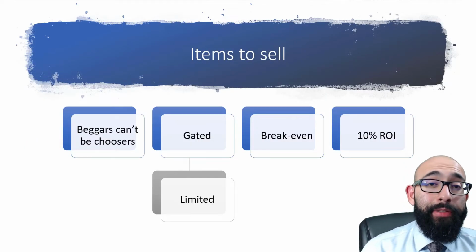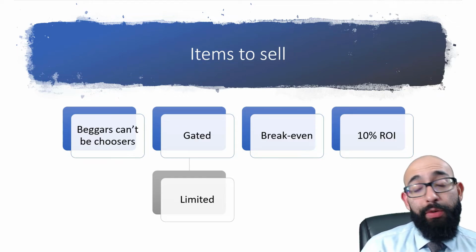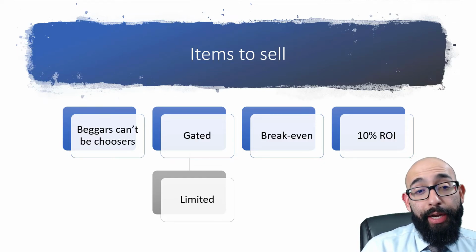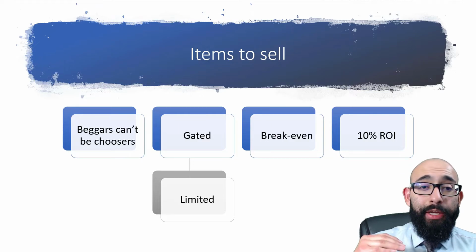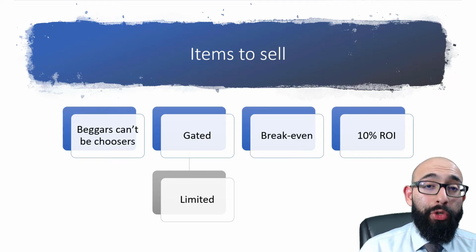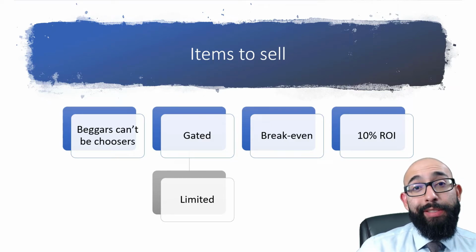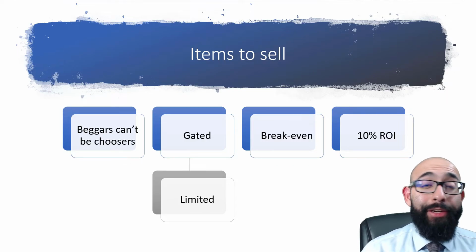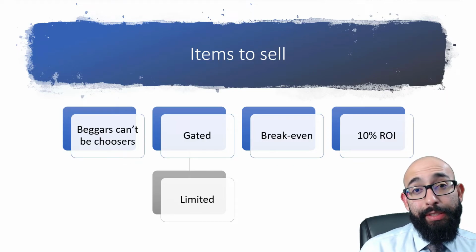So now that that's settled, let's discuss some of the products that you could sell when you're first starting off and you're gated. First things first, beggars can't be choosers. Your goal when you first start selling on Amazon is to get ungated. When you're gated, you're limited to the type of products that you can sell on Amazon.